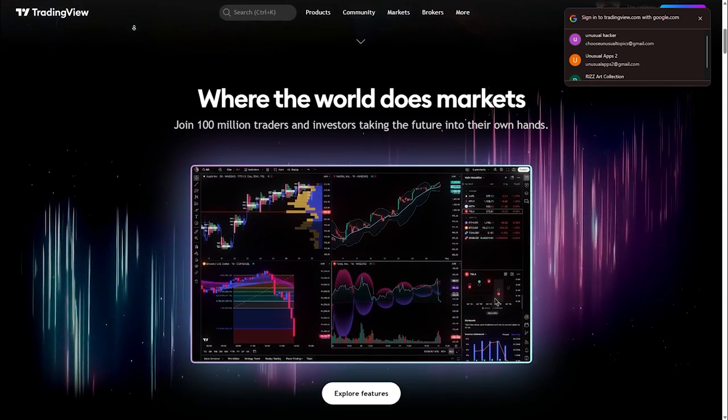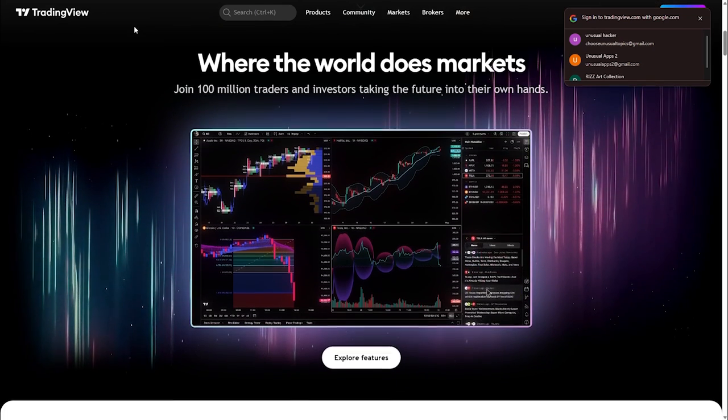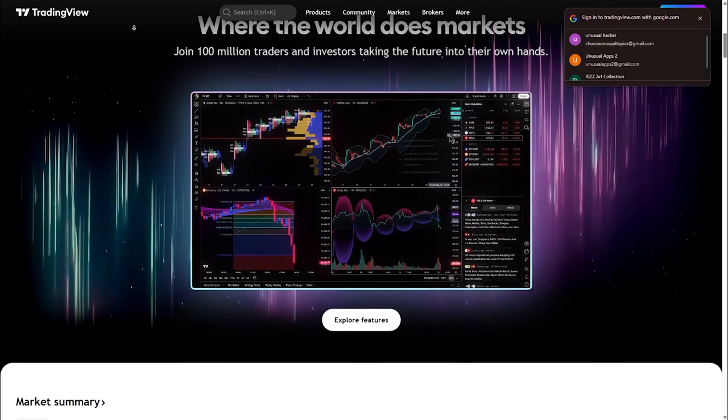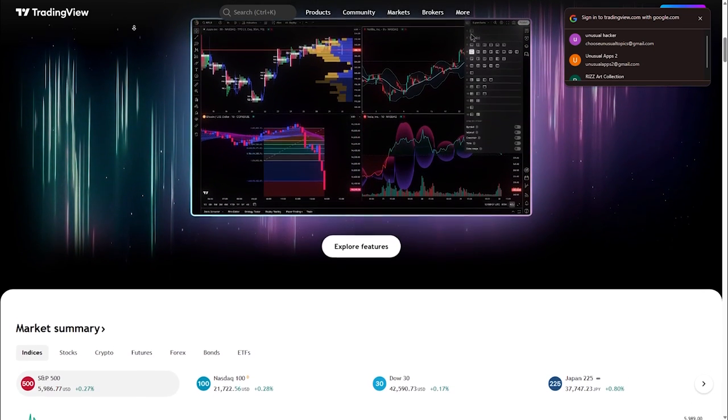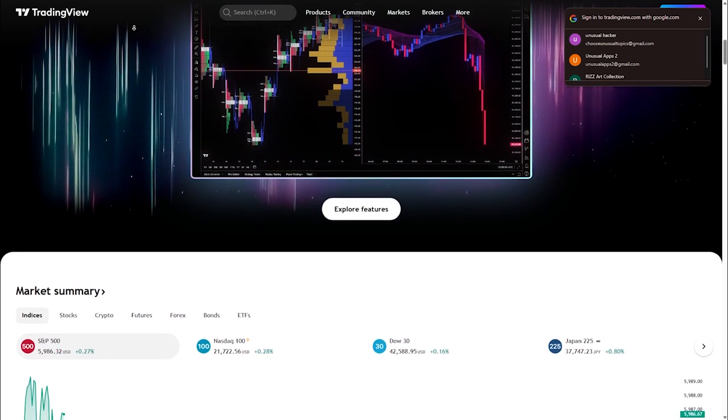TradingView also includes backtesting, strategy scripting through PineScript, and works across web and mobile. But real-time data and some features require a paid plan, and not all brokers are supported for direct trading.